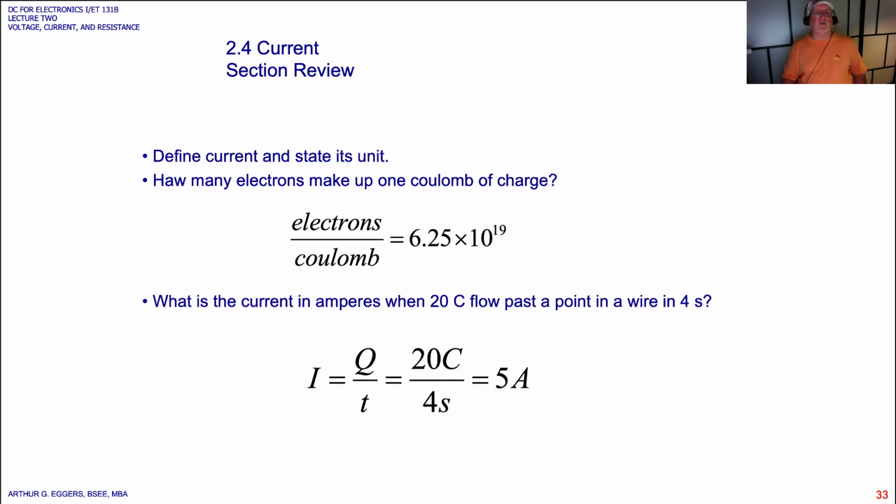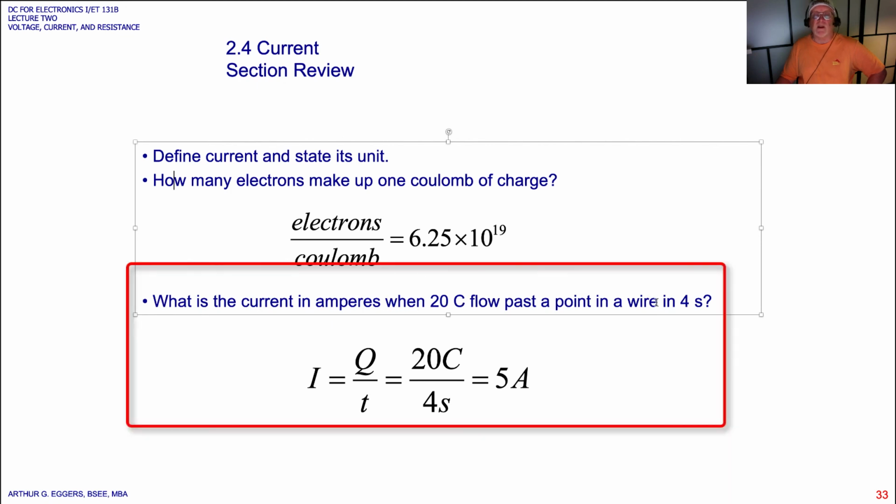Okay, so we've looked at voltage and now current. We've defined current and stated its unit. We need to know then how many electrons make up 1 coulomb of charge. So the relationship, we go back to our electrons per coulomb: 6.25 times 10 to the 19th electrons per coulomb. Okay, so what is the current in amps when 20 coulombs flow past a point in a wire in 4 seconds? So 20 coulombs divided by 4 seconds gives us 5 amps.